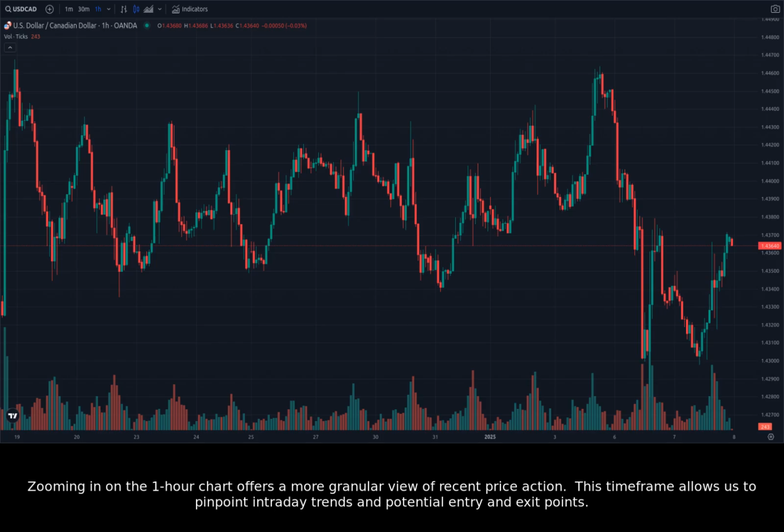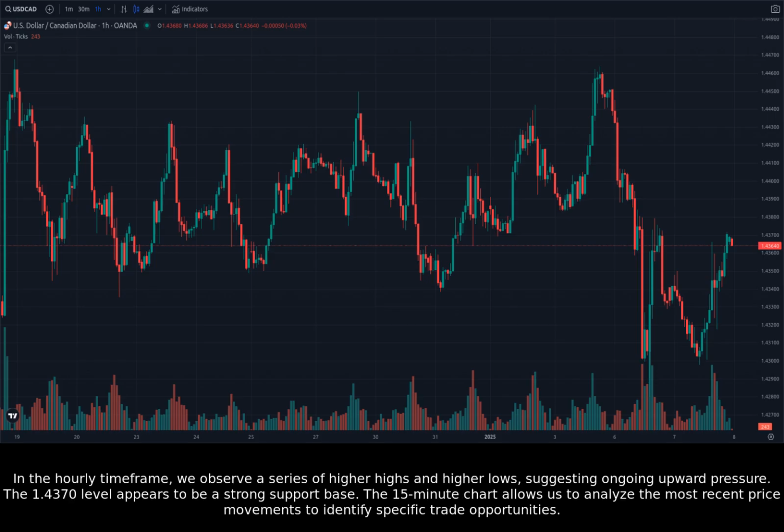Zooming in on the 1-hour chart offers a more granular view of recent price action. This time frame allows us to pinpoint intraday trends and potential entry and exit points. In the hourly time frame, we observe a series of higher highs and higher lows, suggesting ongoing upward pressure. The 1.4370 level appears to be a strong support base.